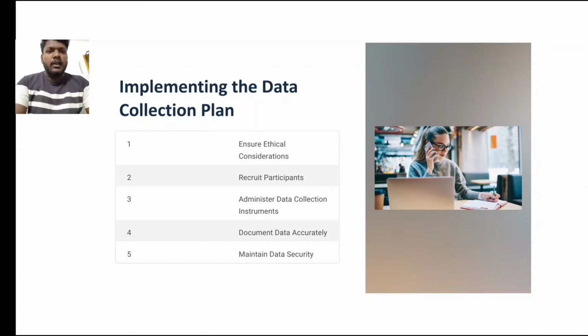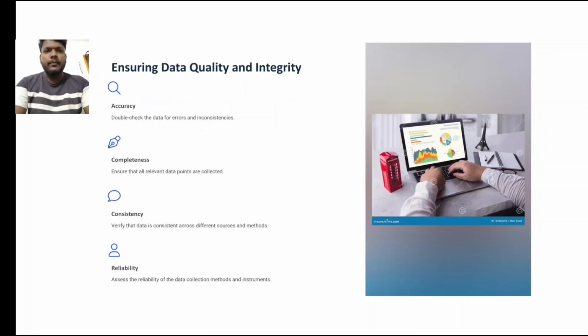First, ensure ethical consideration. We should have the ethical consideration. And second is recruit participants. And third is administer data collection instruments. And fourth is document data accurately. The documents have to be correct and accurate. And fifth is maintain data security, which means we should collect the data correctly.